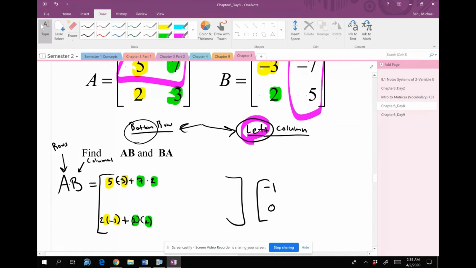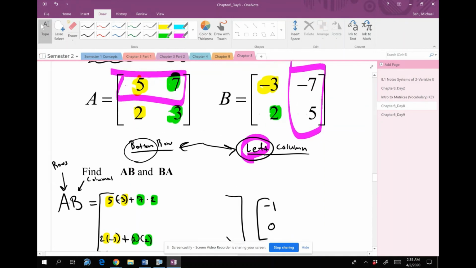So top right. We would have 5 and -7. That's going to be -35, highlighted in yellow. And then 7 and 5, that's +35. Then we add those two, and that gives us 0.